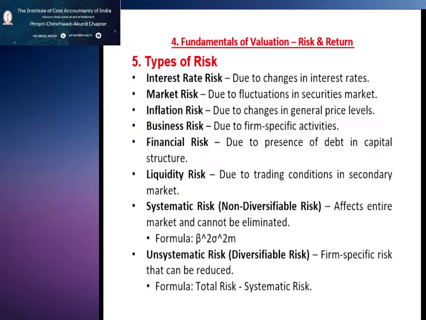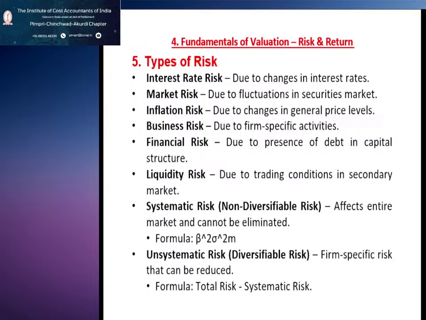Then comes the systematic risk, which is such a kind of risk which cannot be diversified. Non-diversifiable risk is another category of risk which affects the entire market and cannot be eliminated. So the formula for systematic risk is beta raised to 2 into standard deviation raised to 2 of m. So that's how the systematic risk can be calculated.